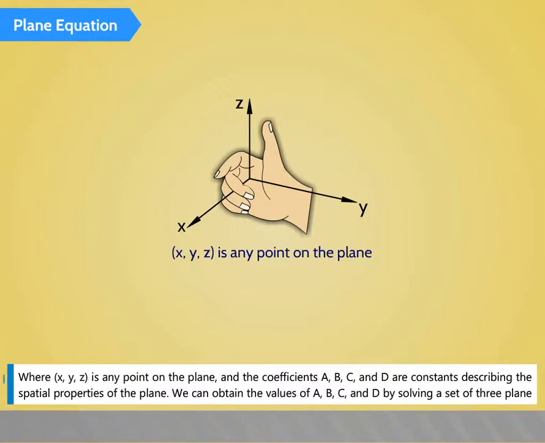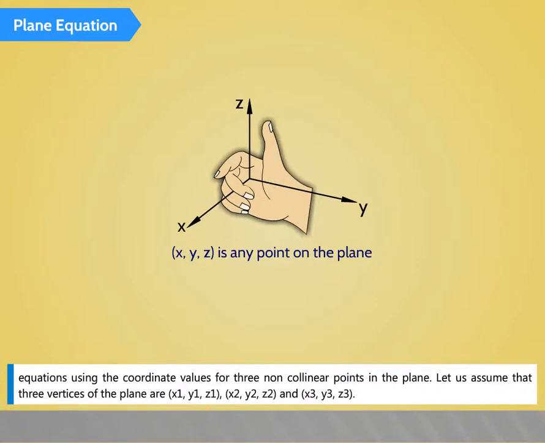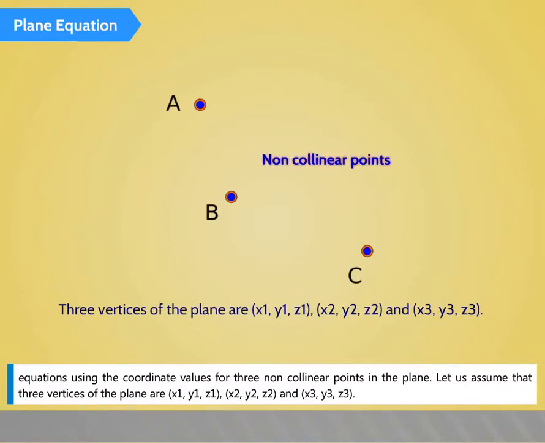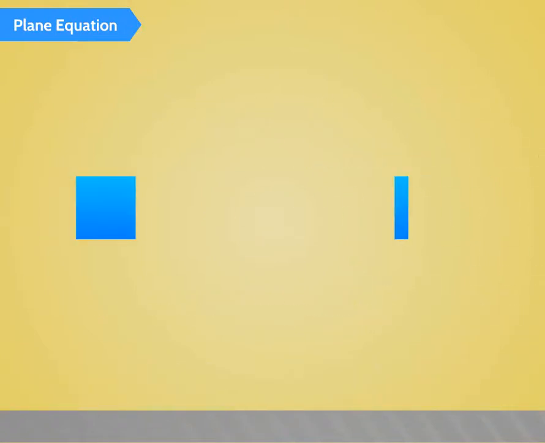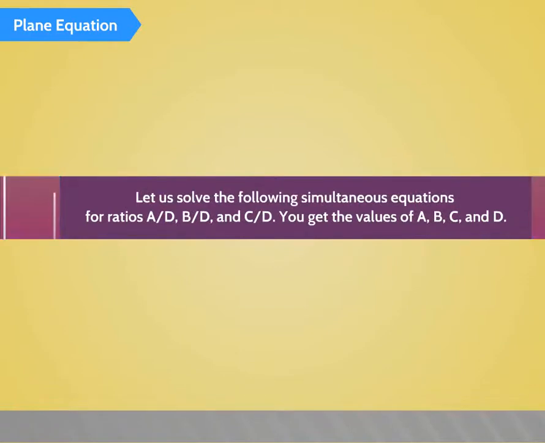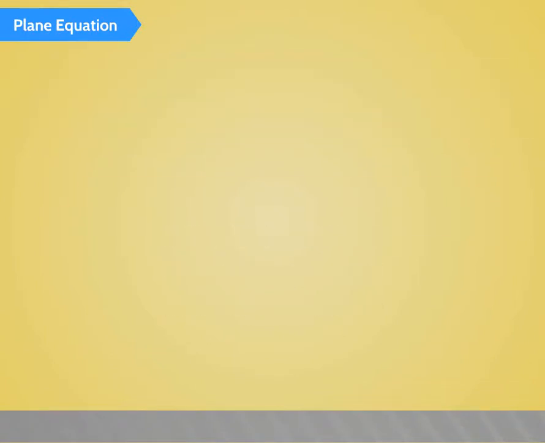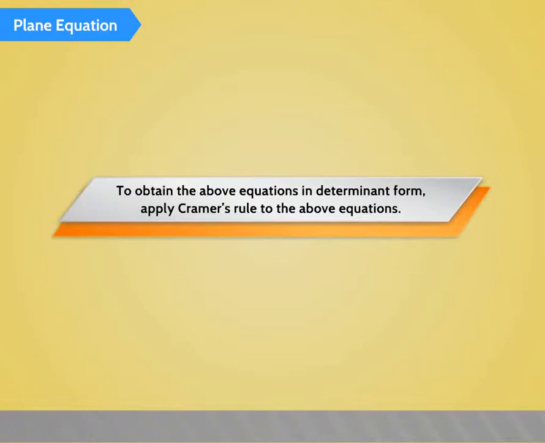We can obtain the values of a, b, c and d by solving a set of 3 plane equations using the coordinate values for 3 non-collinear points in the plane. Let us assume that 3 vertices of the plane are x1, y1, z1, x2, y2, z2 and x3, y3, z3. Let us solve the following simultaneous equations for ratios a by d, b by d and c by d. You get the values of a, b, c and d. To obtain the above equations in determinant form, apply Cramer's rule to the above equations.